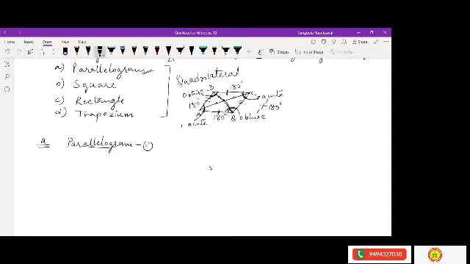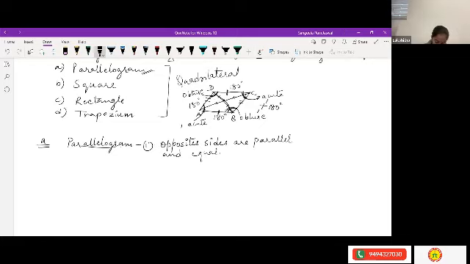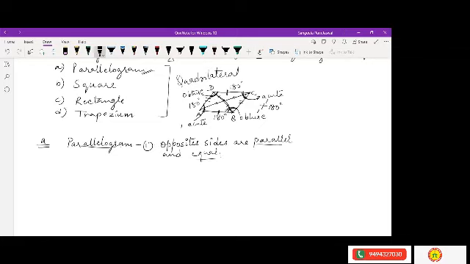Okay. Opposite sides are, you can also note down, Bhavish. Opposite sides are parallel and equal. Yes, we studied this. This is parallel also. And these are equal. So you can make the figure also of a parallelogram. Please make the figure of a parallelogram. Wherever you are writing in your notebook, please make a figure also like this.